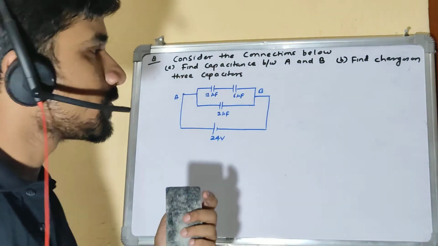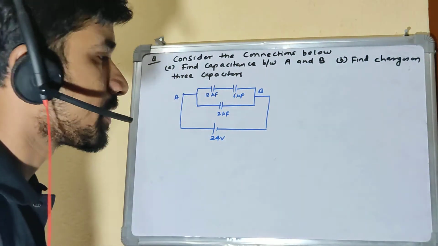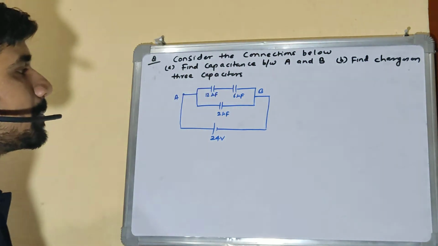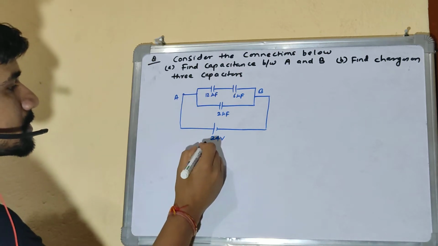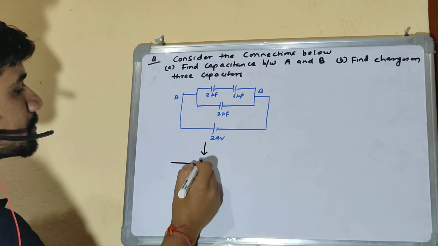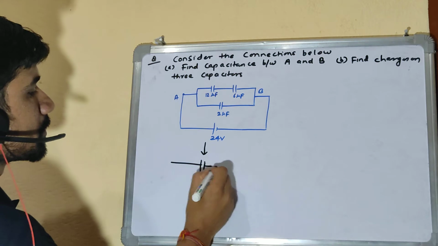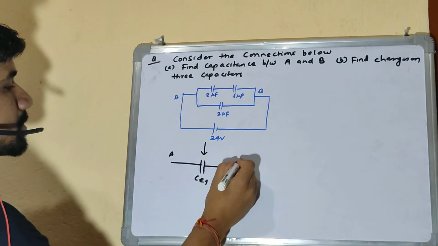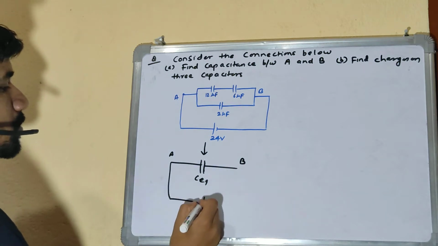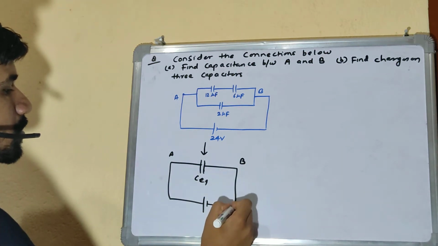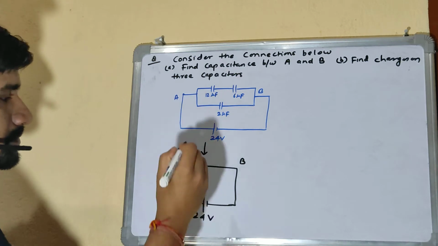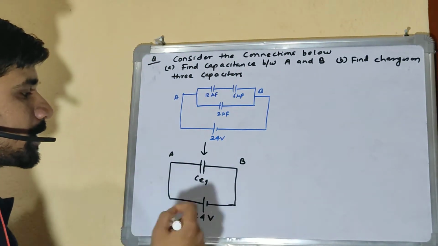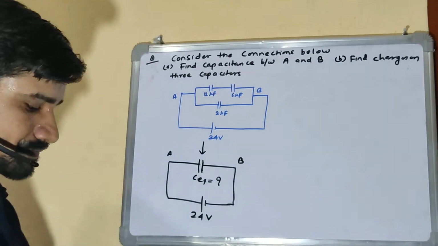So let's start with the first part, then we'll go to the second part. To find the capacitance between A and B, I need to turn this circuit into something like this. This is C equivalent, this is A, this is B, and this is connected to a battery of 24 volts, right? So C equivalent is what we need to find. What is C equivalent?